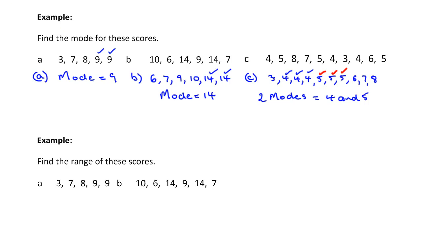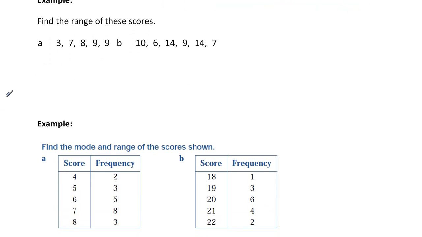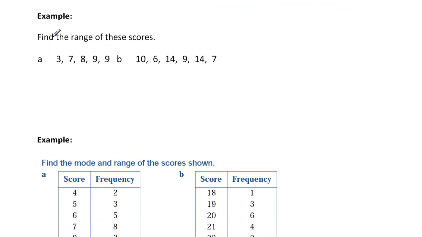All right, what about range? Well, let's have a look at the range down here. I'll lift this example up. We'll do this in a minute, but let's have a look at the range. Now, according to the definition, the range is simply the highest score minus the lowest score. So let's have a look at then. The range, and I better put A here so we don't get confused. The range is the highest score minus the lowest score.